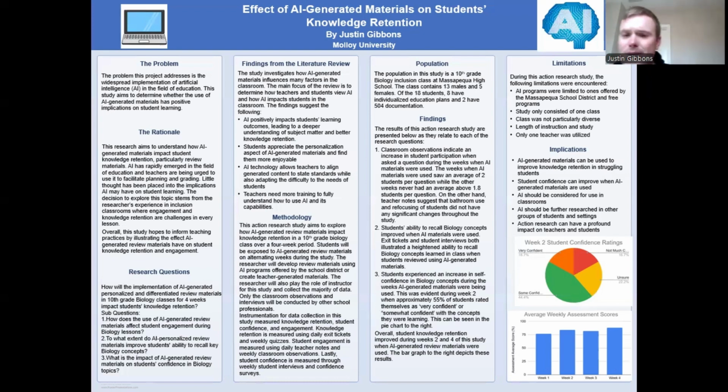All right, so we went through with the study, the 4-week study, on-off schedule of AI implementation in the classroom of review materials, and we had 3 general findings. First, we found that the classroom observations indicated an increase in student participation when asked a question during the weeks when AI materials were used. So when AI was used, more students participated in answering questions. The weeks when AI review materials were used saw an average of 2 students per question, while the other weeks never had an average above 1.8 students per question.